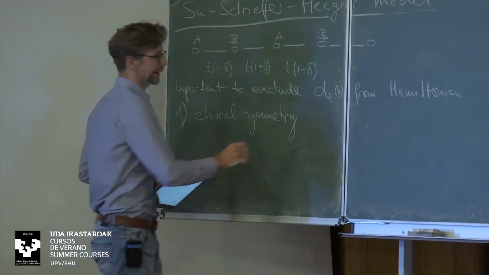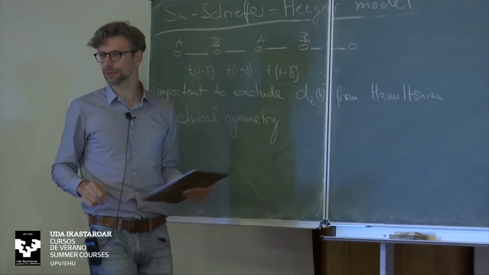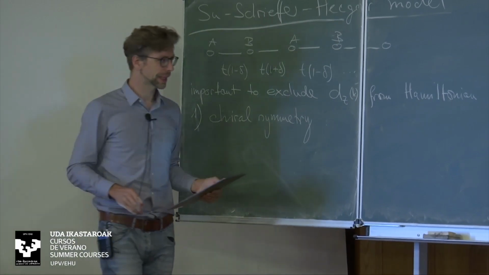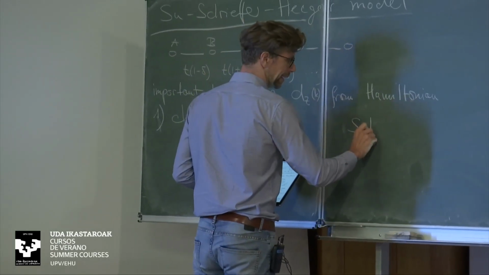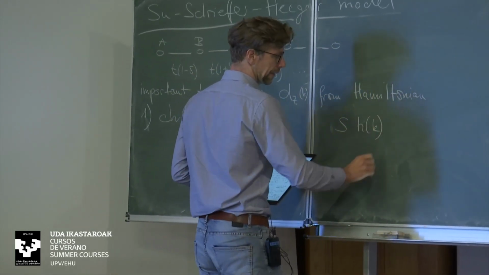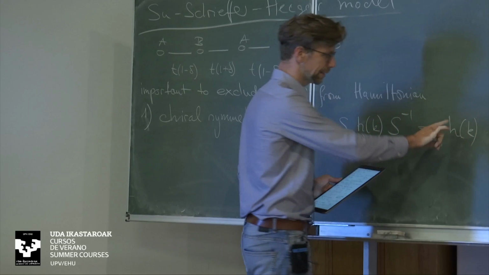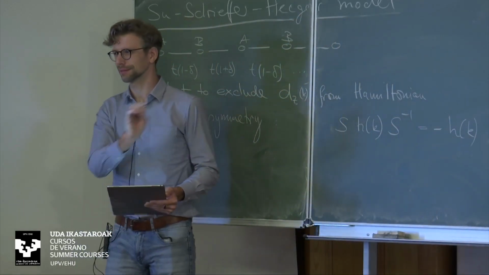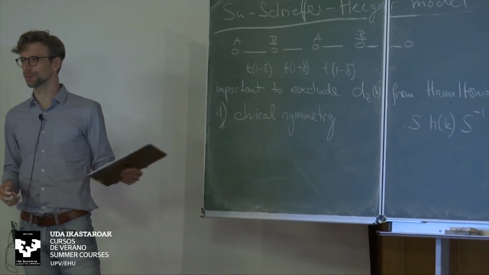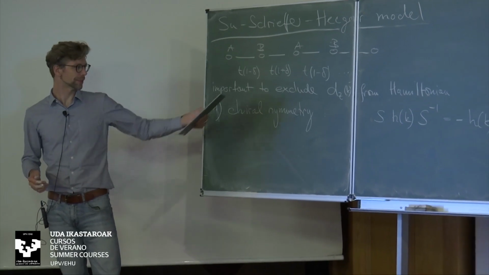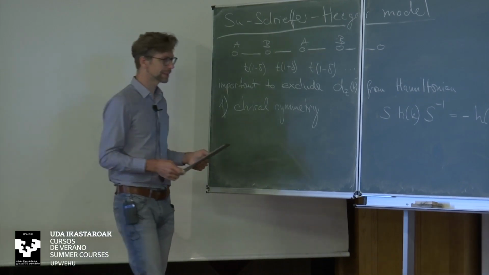And in this case, the chiral symmetry, what would it be? I want to exclude, let's see whether you remember how it acts. So what would the chiral symmetry be? It's this S symmetry, right? So it's like S of H of k times S inverse is minus H of k, right? Okay, I think Alex didn't have a k, but let's assume that we have a k now. It doesn't really matter. So what is my S? What can I use for S to get to this result? Sigma z itself, right?